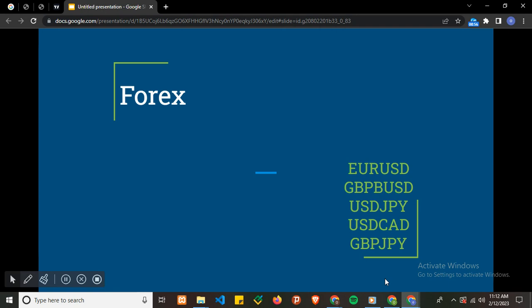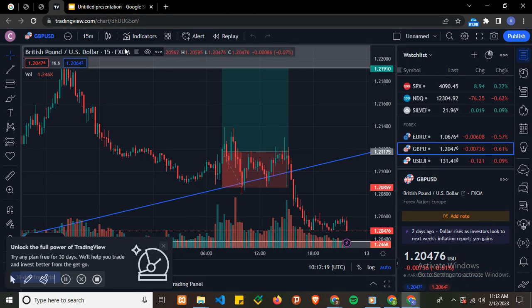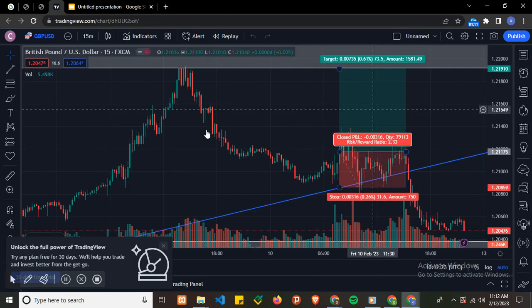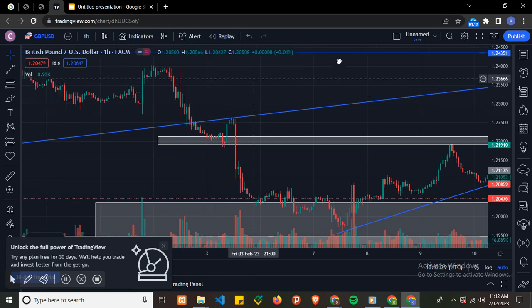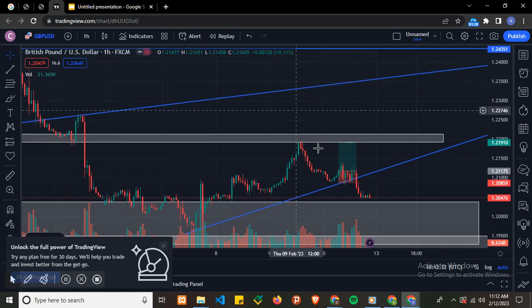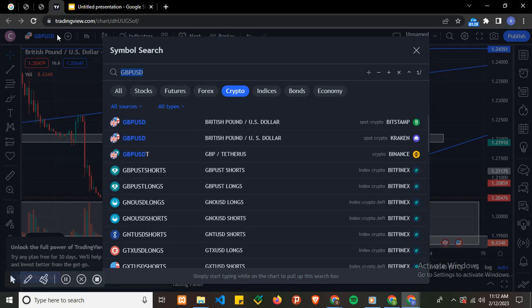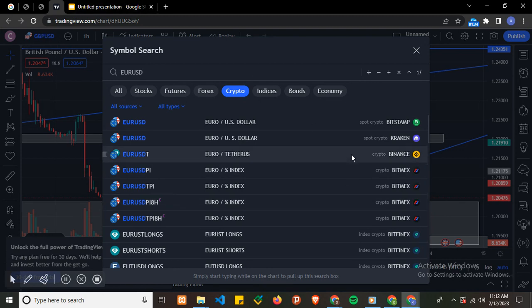Now let's get started. Let's start with forex, which is Euro USD. Let's go to our TradingView. We still analyze GBPUSD, but let's start with Euro USD.